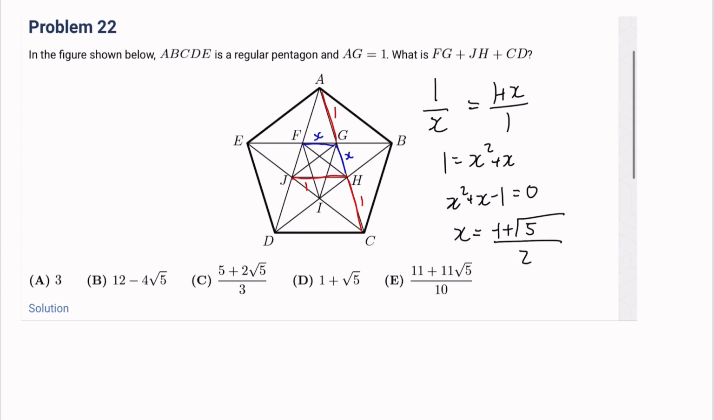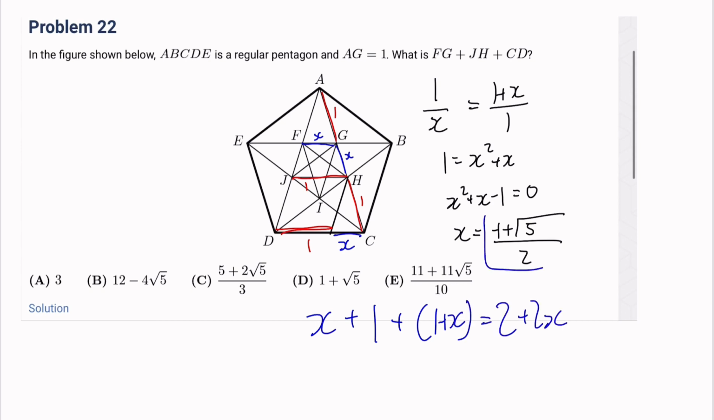If we see here, then if we draw a parallel line from H, so if we draw a line from H that is parallel to the line JD, and so these two will be parallel, then we can see that this length is also 1, and we can also see that this AFG triangle and this new triangle, they are congruent, and so this will also be X, right? And so FG plus JH plus CD is X plus 1 plus X, right? And this is 2 plus 2X, right?